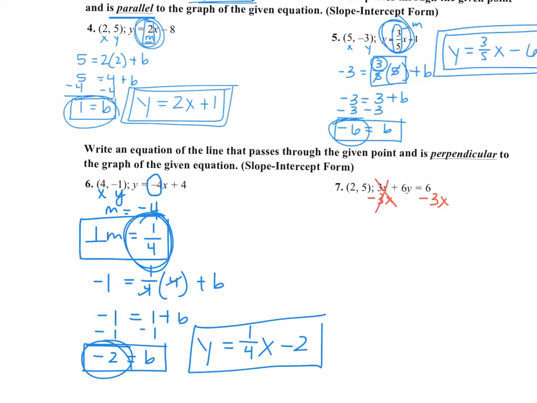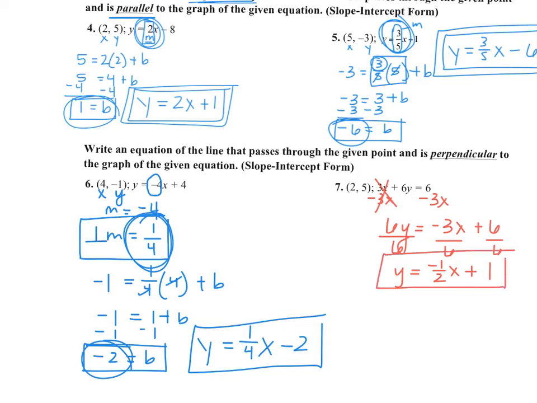So this is 0. I get 6y equals -3x plus 6, and then I need to divide by 6 everywhere. So I get y equals -1/2 times x. 6 divided by 6 is 1. So here's my equation. I want to be perpendicular to that.